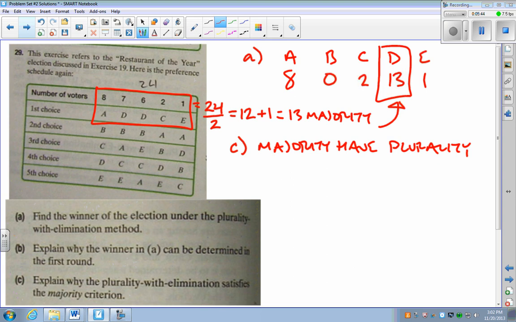Okay, but it doesn't work the other way around. If you have a plurality, that does not imply you have a majority. Good.